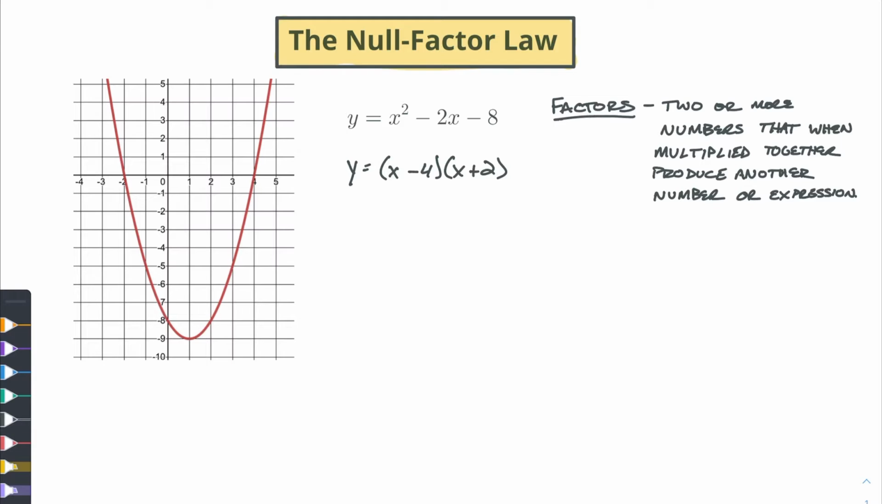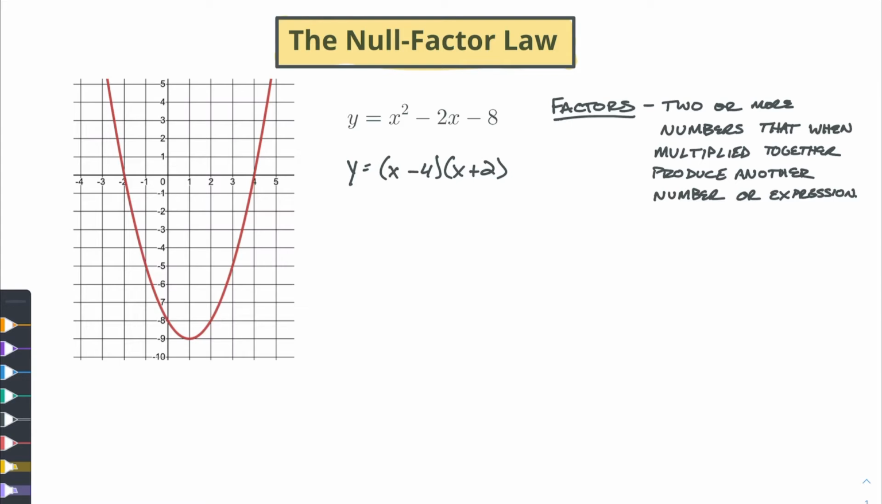At some point you should be able to do this in your head without having to go through the whole factoring process. If you do need to review your factoring process, check out my other video where we go through that. So here we've got our two factors, x minus 4 and x plus 2.